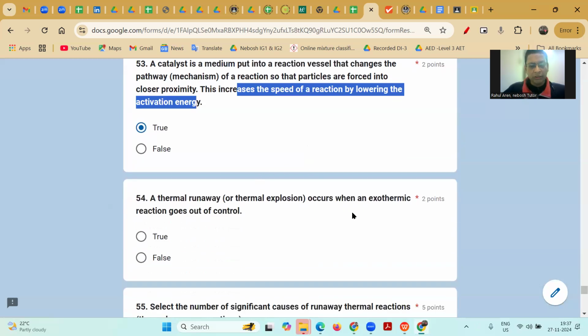Then thermal runaway or thermal explosion can occur when an exothermic reaction goes out of control. Exothermic reaction is one which releases energy, heat. So true. Yes, the answer is true.